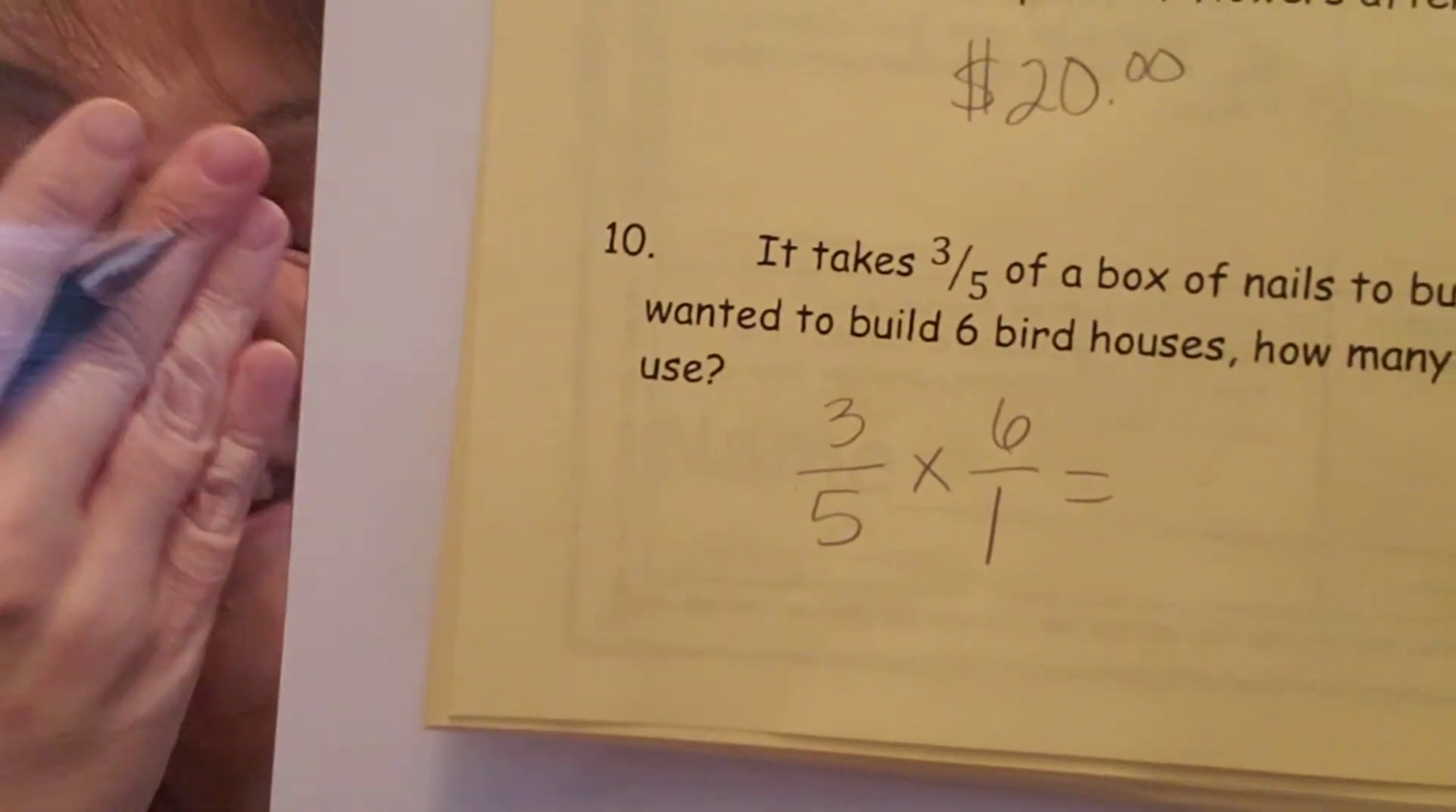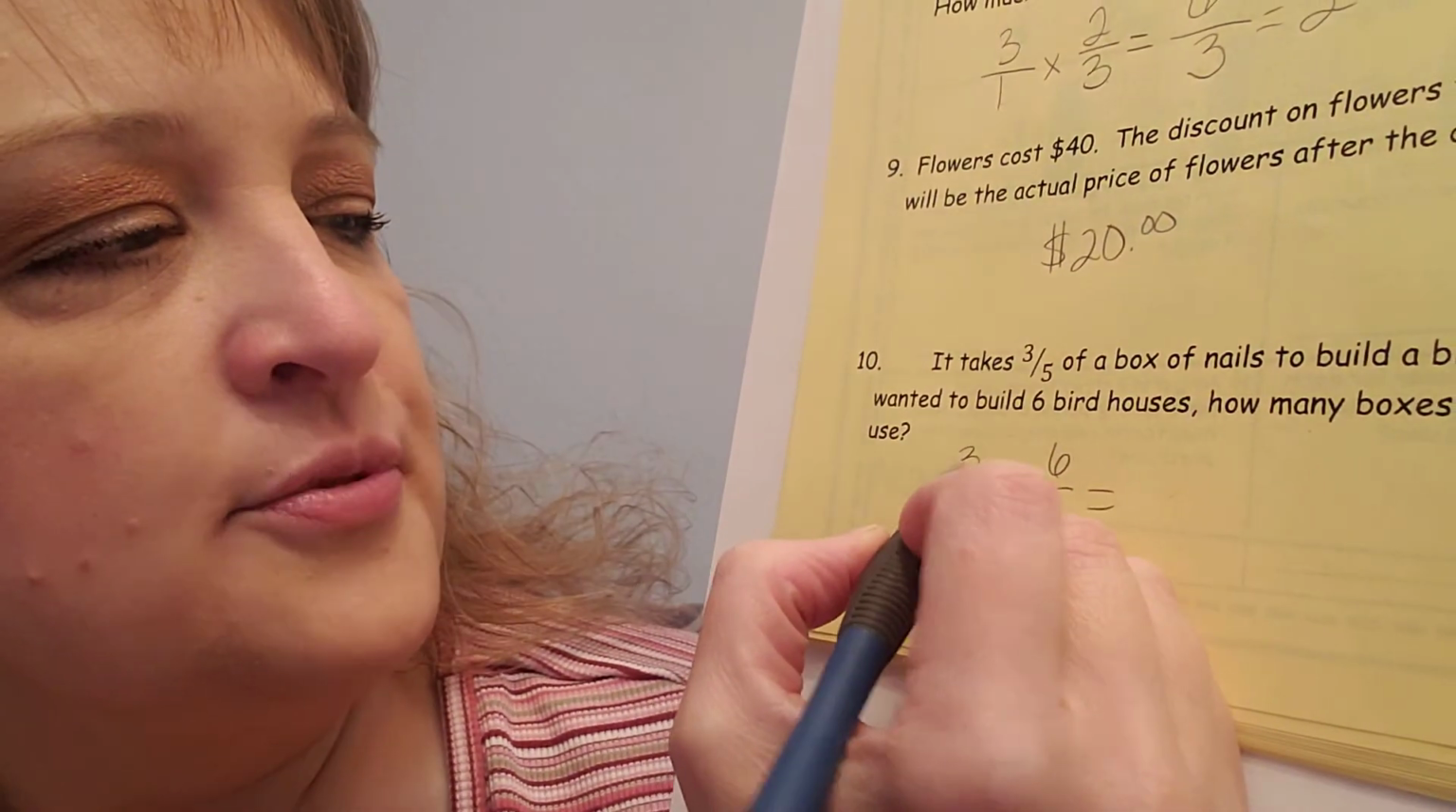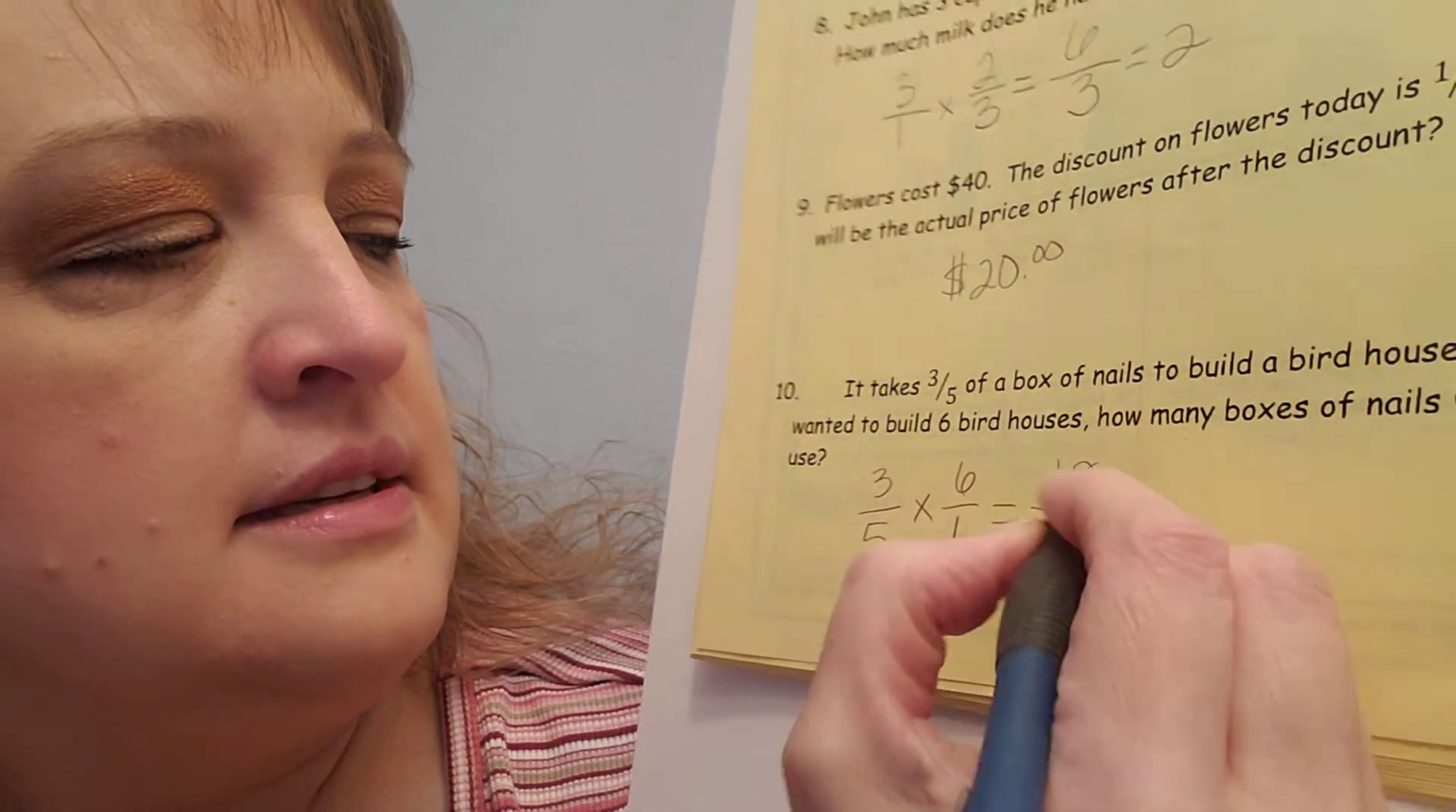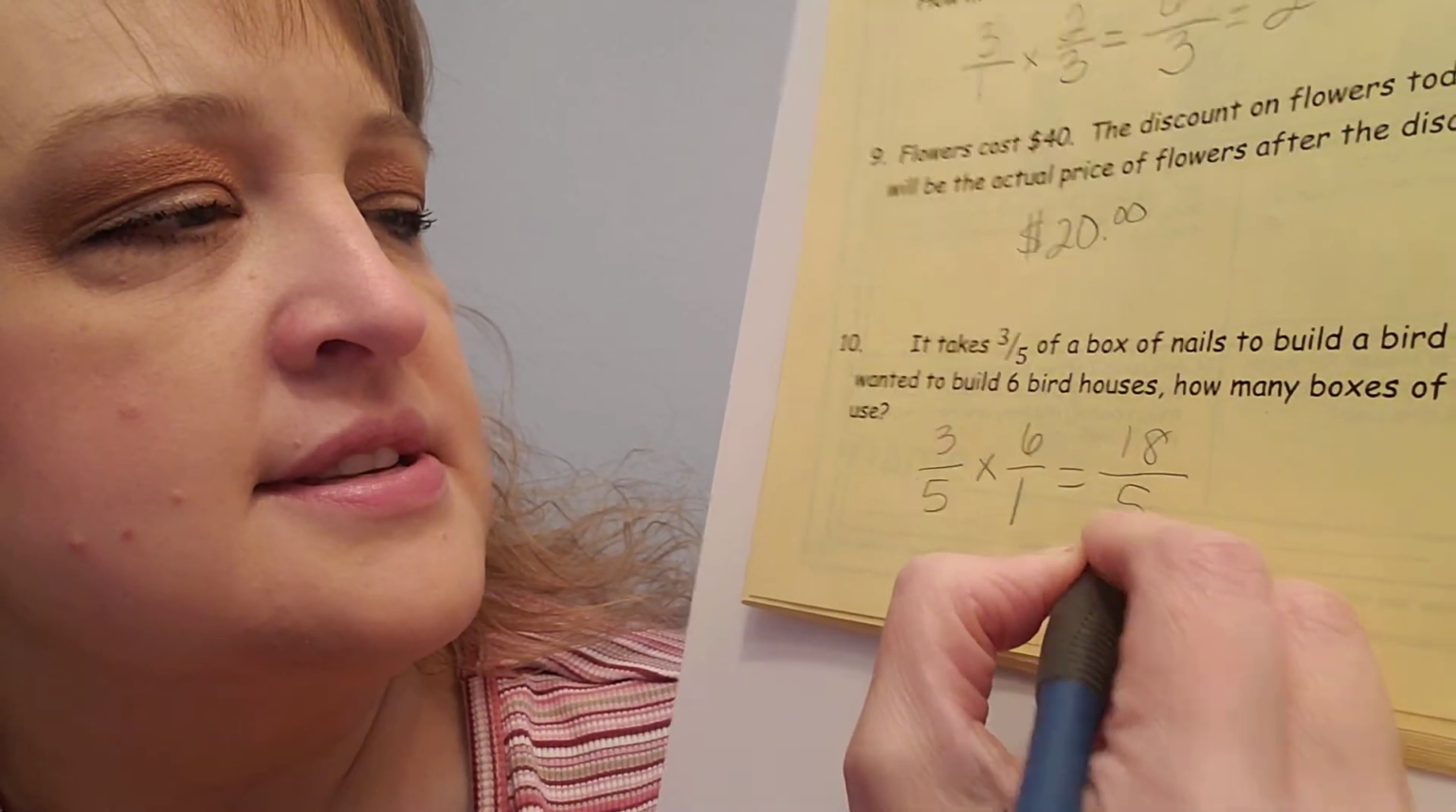It takes 3/5 of a box of nails to build a birdhouse. If you wanted to build 6 birdhouses, how many boxes of nails would you use? So we're going back to multiplying because we need to figure out 3/5 plus 3/5 plus 3/5 plus 3/5 plus 3/5 plus 3/5, 6 times. Let's multiply. Much easier. 3/5 times 6/1. Okay, let's multiply. 3 times 6 is 18. 5 times 1 is 5.